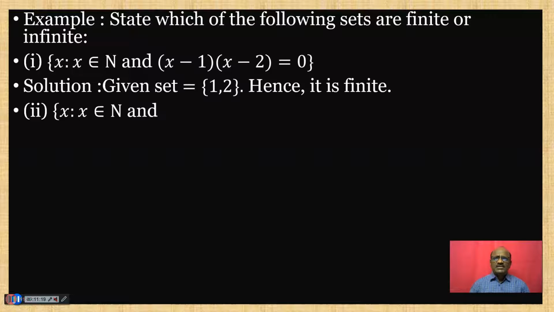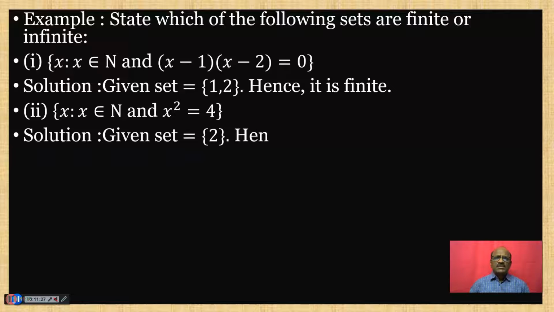Second, x such that x belongs to the set of natural numbers and x square equals 4. Solution: given set, x is a natural number and x square equals 4. Therefore, only 2 is a natural number whose square is 4. Therefore, this set is finite.